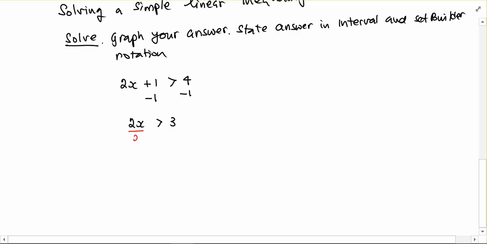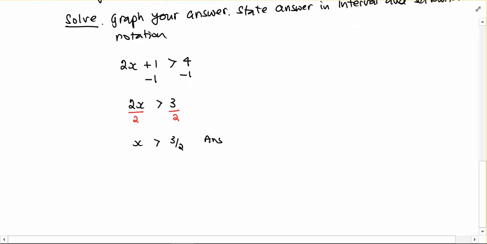Whenever you divide across that sign like this, you have to be thinking, am I dividing by a positive or a negative? If it's a negative, you've got to change that direction. But in this case, you don't have to do any changing. You just let it be. Because 2 is positive, so x is greater than 3 over 2. Now this is the answer, right? This is the answer to the question solve.